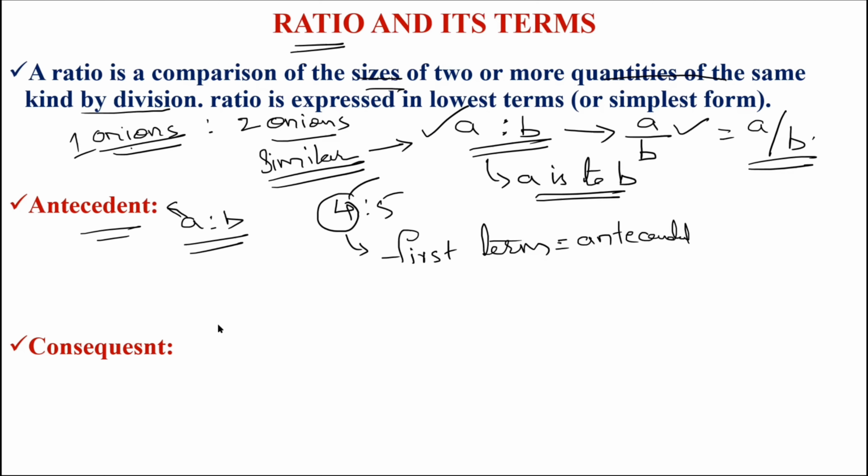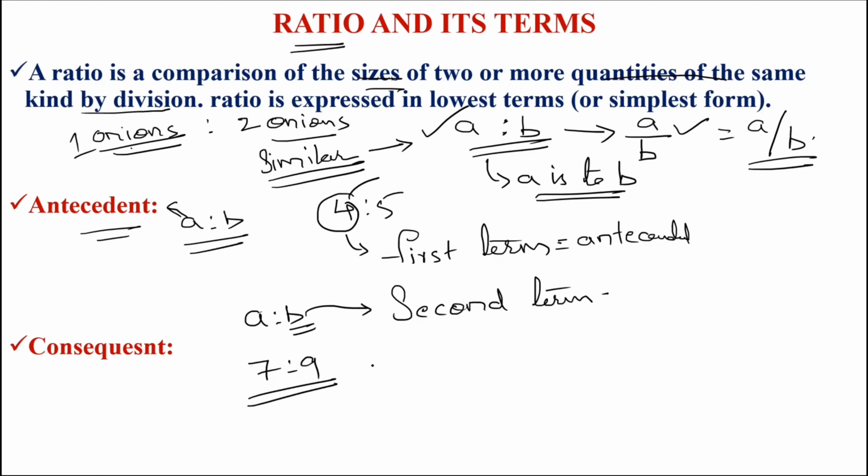If you take A is to B, then B is called the consequent. It is also called the second term. For example, if you take 7 is to 9, then 9 is called the consequent, or denominator, or second term. And a ratio is expressed in lowest terms.